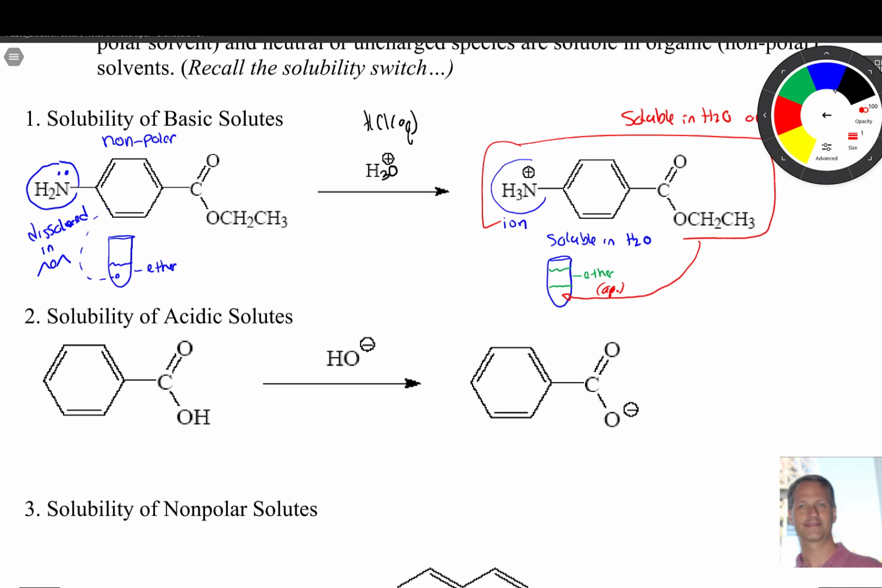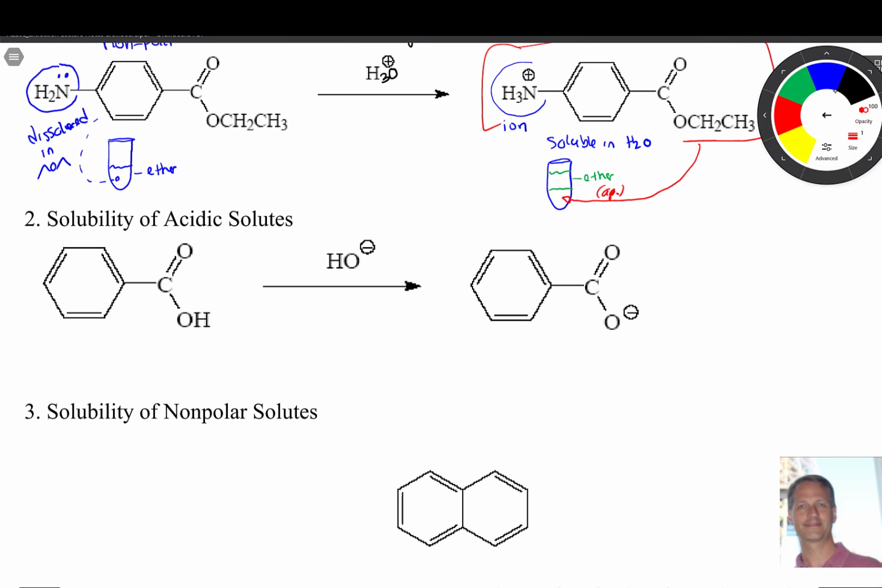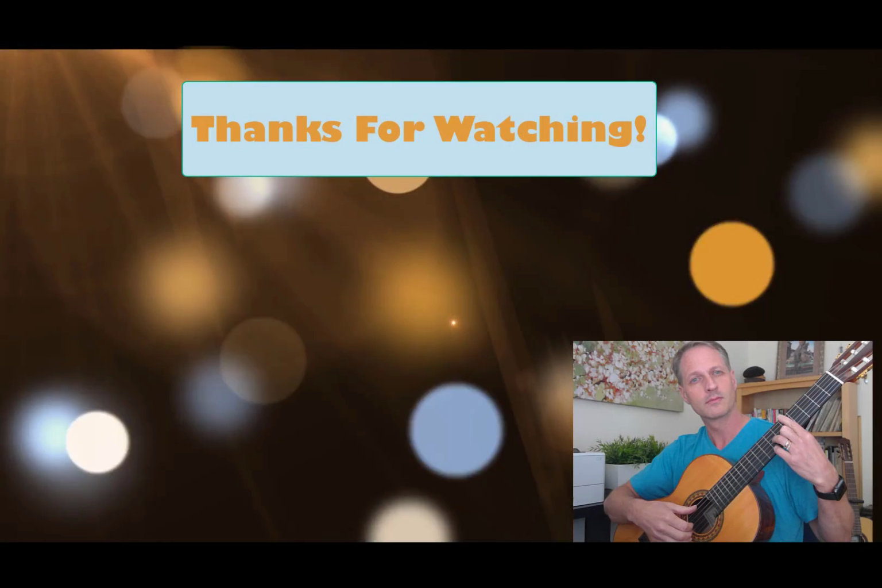Now, if we want to look at acid compounds, here's benzoic acid. This is going to be soluble in ether. And then if you add a hydroxide, that H gets taken away, and this becomes soluble in water. And of course, here the nonpolar solutes are, here's naphthalene, but the examples up above were fluorenone, fluorene, 1,2,4,5-tetrachlorobenzene or triphenylmethanol.